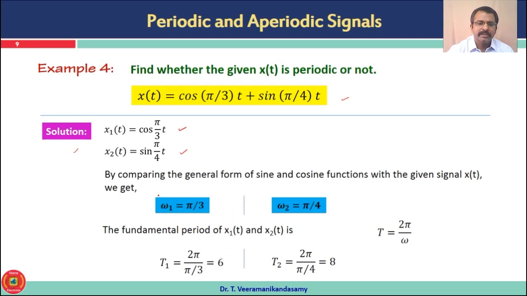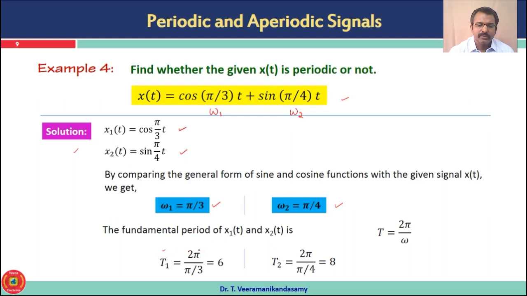By comparing this x1 of t and x2 of t with their general form, we will get the omega value. So the omega value from the first part of x of t is omega 1, which is pi by 3. Then omega 2 is pi by 4. Okay, so omega 1 is pi by 3, then omega 2 is pi by 4. First we are going to calculate T1.